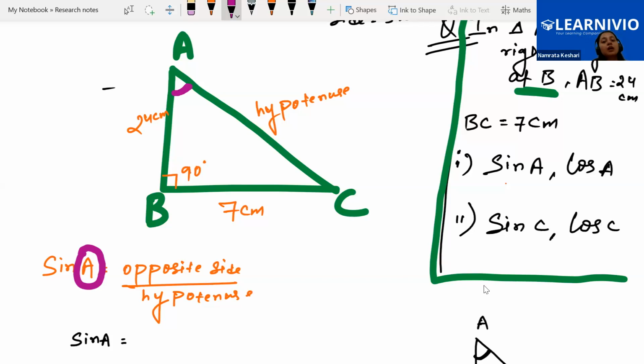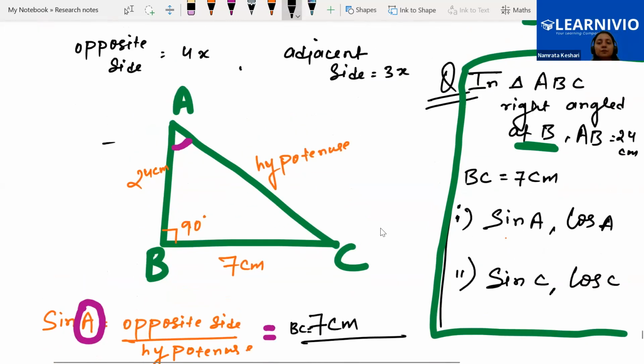Now can you tell me what is the opposite side over here? Anyone? BC. BC is the opposite side, that is 7 centimeter. And what is the hypotenuse? AC. Do we know AC? Yeah, AC is the hypotenuse. Do we know hypotenuse AC?